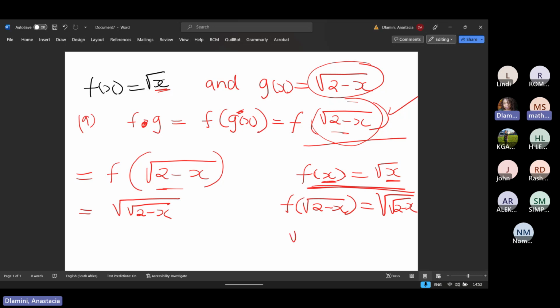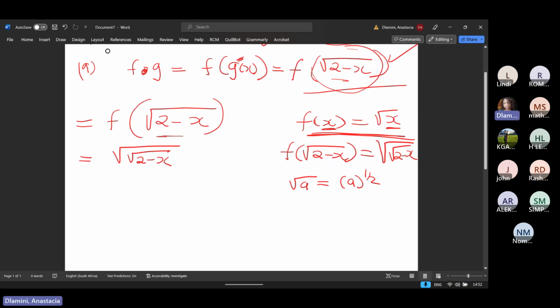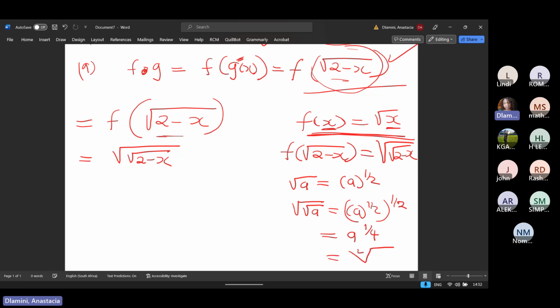But we know that square root of a is the same as a to the power of half, right? So now if you have square root of a, this is a to the power of half, and then a to the power of half again. This is a to the power of 1 over 4, which is the same as the fourth root of a. Yeah, this one I understand. Thank you.